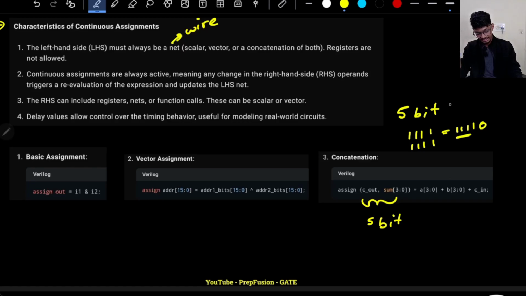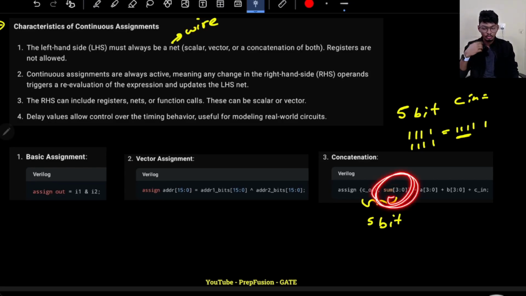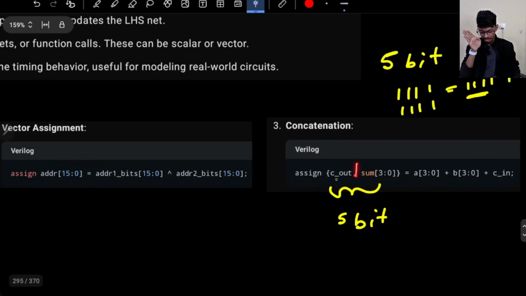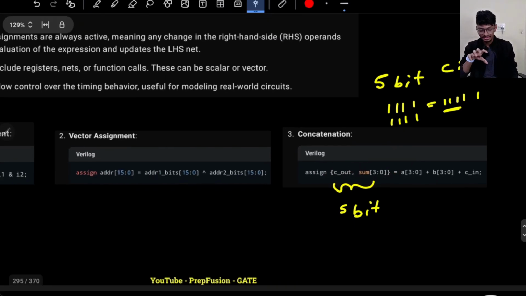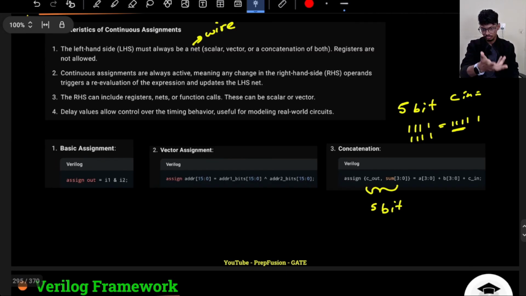If I have a carry in as well as 1, then this also will become 1. It totally depends, but I am getting a maximum 5-bit value. If I just store it in sum, it will not be able to store the whole 5 bits. So how do I store it? I store it in cout. Sum is 4 bits, so the final MSB after this comma will be stored in cout, and the other 4 bits will be stored in sum. That is what we do in concatenation. Don't worry, I will explain this in detail later on in today's lecture.